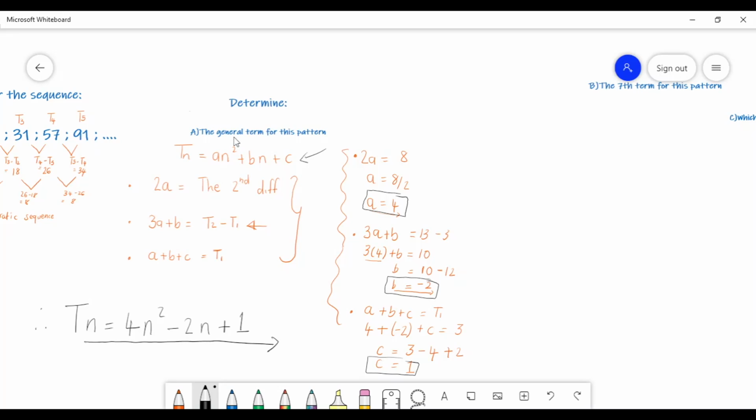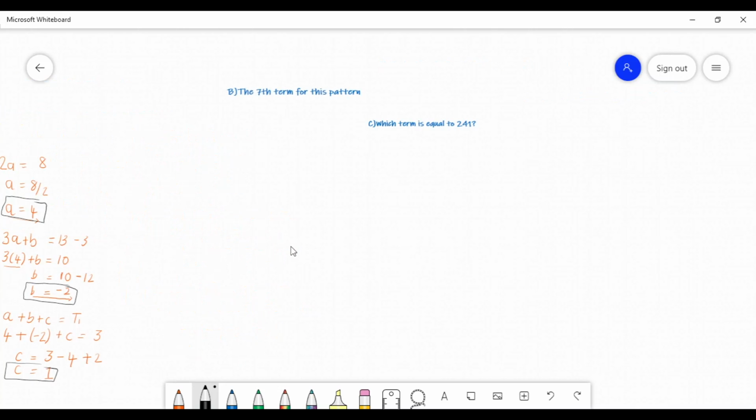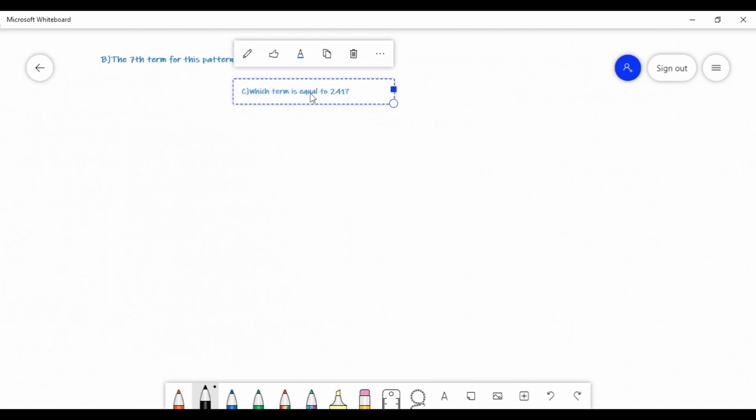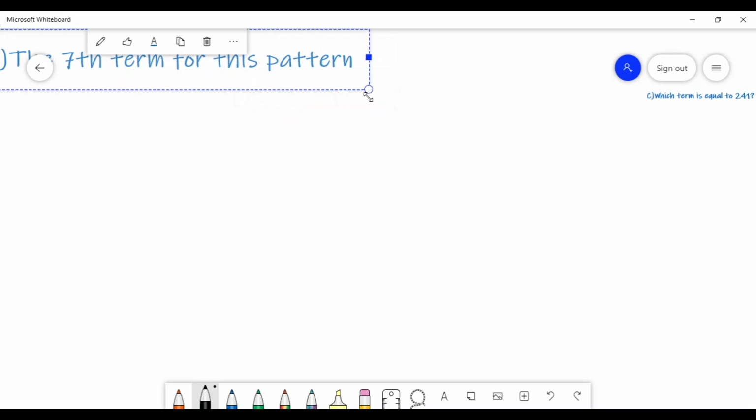Okay, guys, so A is answered. Now for B, we need to determine the seventh term for this pattern. So this is easy.